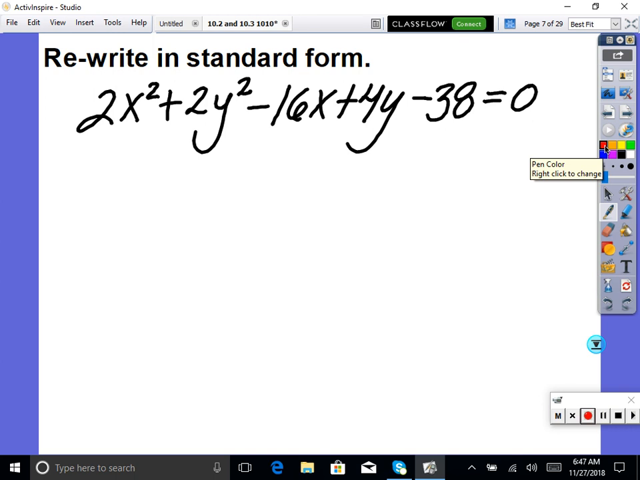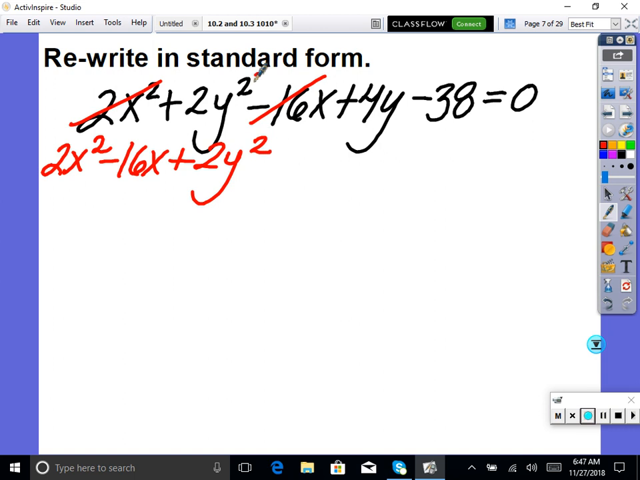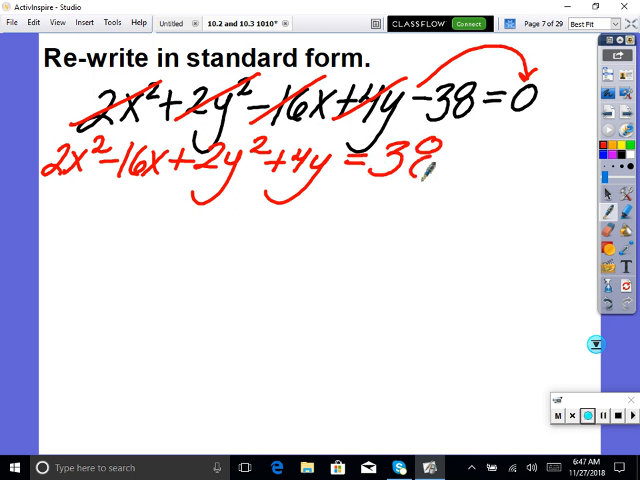First step is to get the x's by each other, the y's by each other, and the constant on the other side. So let's rewrite this. We have 2x squared, and then we have minus 16x plus 2y squared plus 4y, and then I'm going to add 38 to the other side. So equals 38.